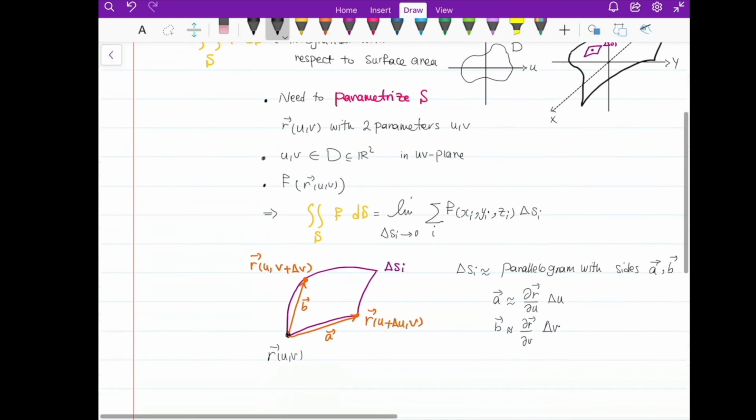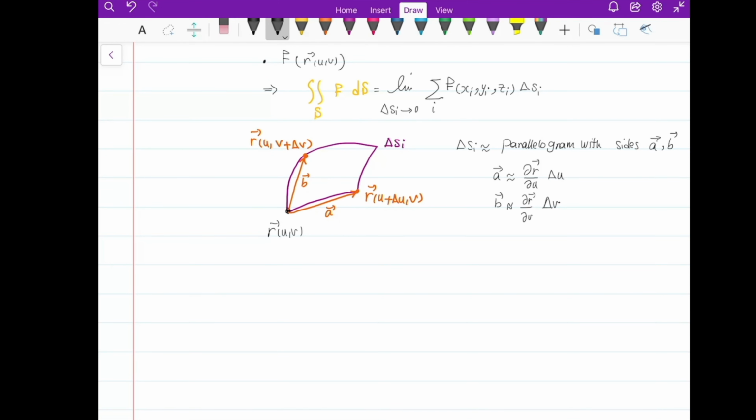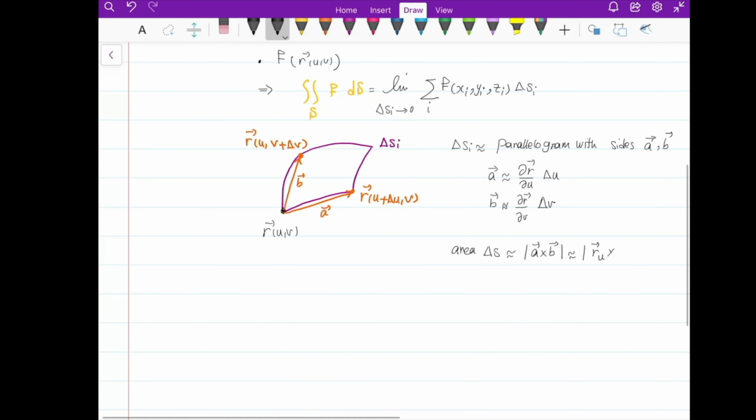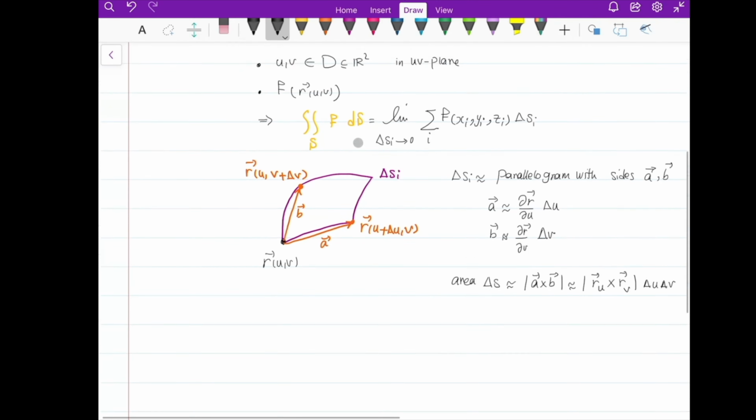And the area of the parallelogram is the length of the cross product of A and B, which is what? Which is approximately R with respect to u, I use the other notation for this, R_u cross product with R_v, and then delta u and delta v are basically constants that I can take out. So now I calculated the area of this little part on the surface S.